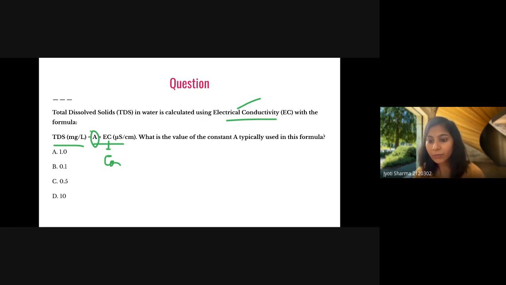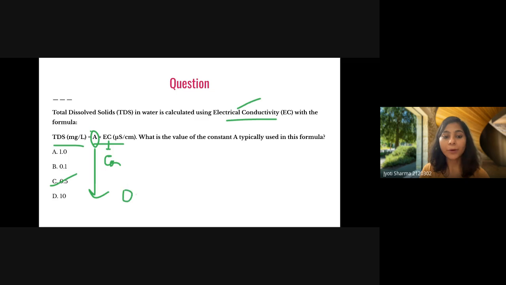Let me see who gave me the answer. Samir gave me C answer, and Archit also gave me C answer. Yes, I agree with the C, that this constant value A is mostly 0.5. 0.5 multiplied by EC will give you the total dissolved solids in water. And can you tell me, for drinking water, what should be the value? Above that, we should not have that value of TDS. That will give you a different taste, so this is a physical parameter of the water.